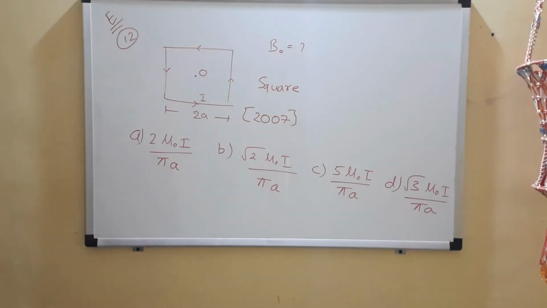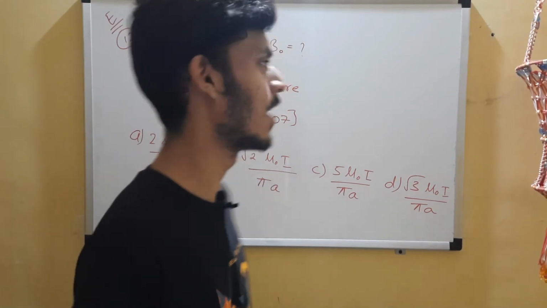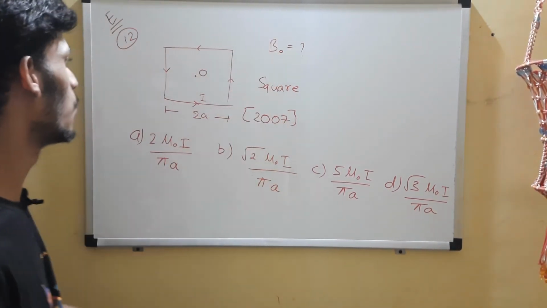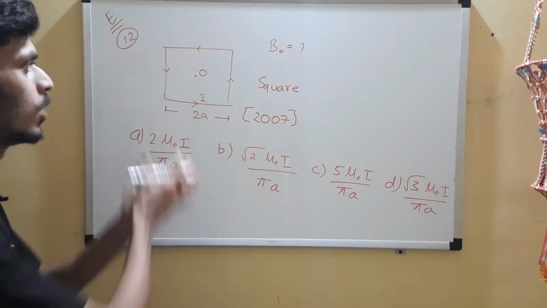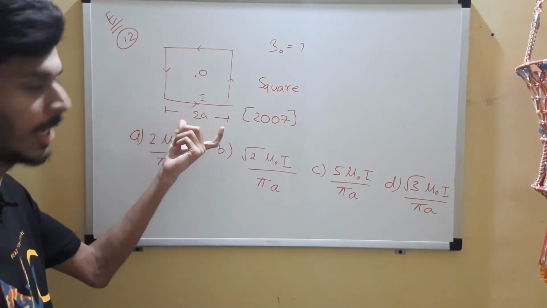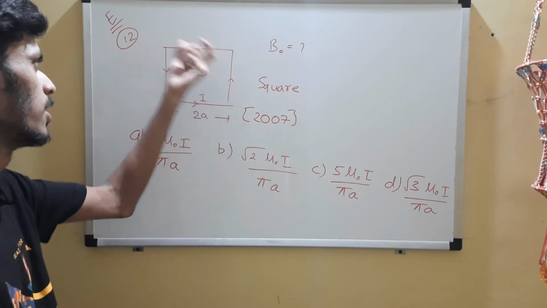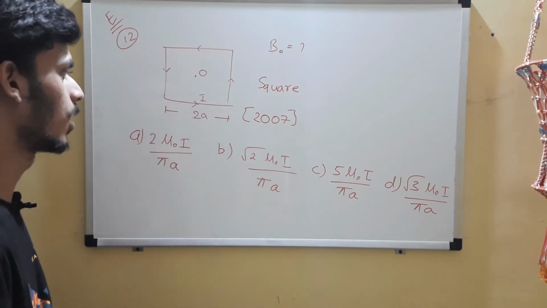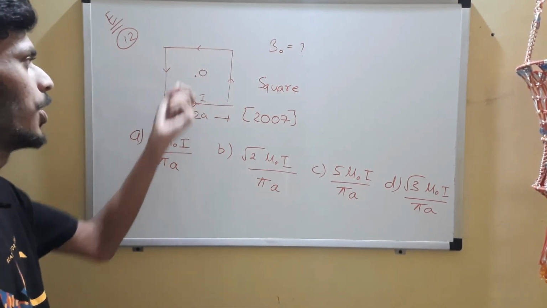So question 12 over here. In this question, you are supposed to find the magnetic field at point O, where O is the center of the square. Here you are given a square of side 2A. The current flowing in this square loop is I. So find the magnetic field at point O.